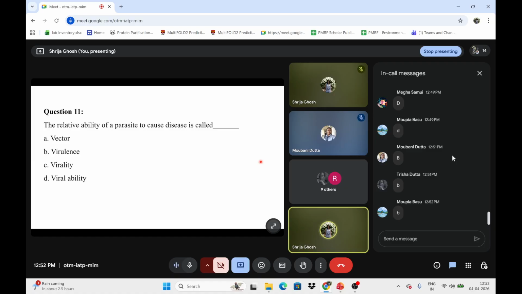All of you write your answers in the chat box. I can see only three answers. What about others? If you know the answer, please write it in the chat box so that I'll also understand if you are understanding or not. What is the relative ability of a parasite to cause disease called?